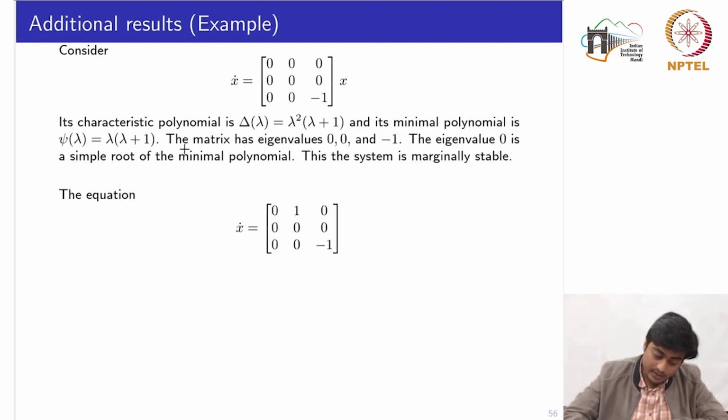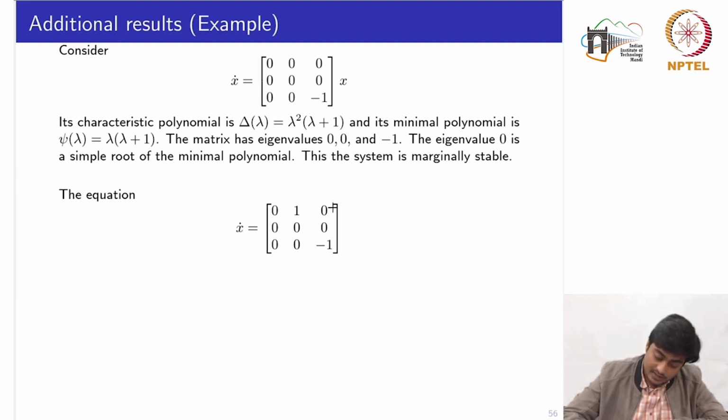Okay, so this says that the matrix has eigenvalues, two eigenvalues at 0 and the third eigenvalue at minus 1. But if I compute the roots of the minimal polynomial, it has a simple root at 0. So this system is a marginally stable system.